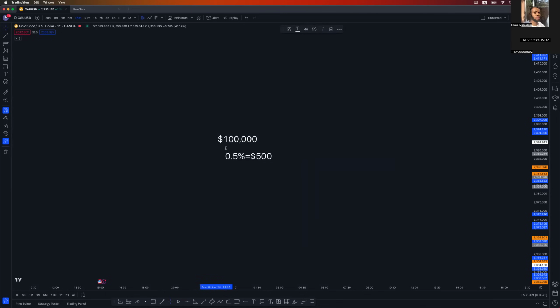On this 100K account, you have to risk 0.5%. You see the 0.5%, which is $500. You see it, right? 500. This is what you have to risk. Even though you want to go harder, just risk maybe 1% max. Don't pass. Let me close my trade now.